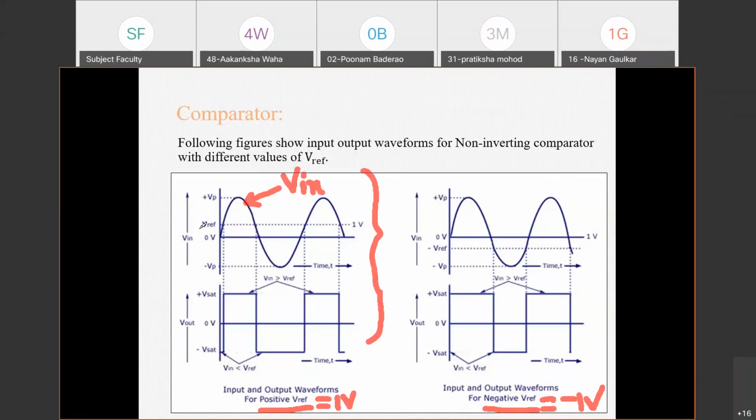And this V reference is constant 1 volt, right? So you can observe this dotted line. This is nothing but the representation of 1 volt. V reference is nothing but voltage at inverting terminal. So now you can observe V in is voltage at non-inverting terminal and V reference is voltage at inverting terminal.